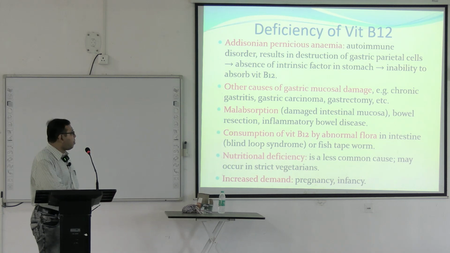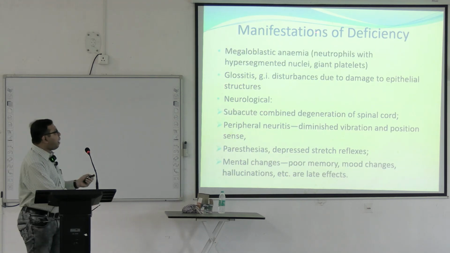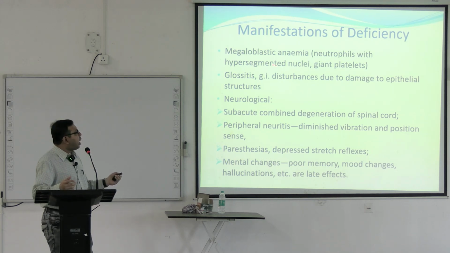Nutritional deficiency, as we have already seen, is a less common cause and may occur in strict vegetarians. Increased demand usually happens in pregnancy and infancy. Now, manifestations of the deficiency, how the deficiency is usually manifested. First is megaloblastic anemia.